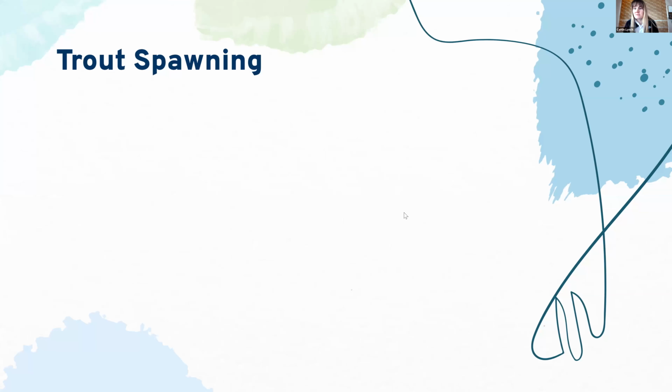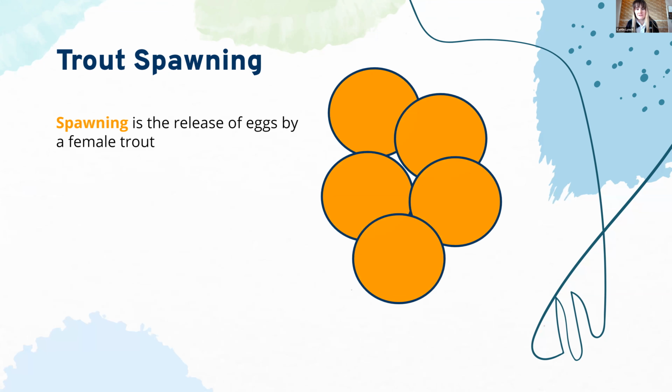And so that kind of brings us back to what trout spawning is. You're probably wondering, what is spawning and why do we keep talking about this? Spawning is the release of eggs by a female trout. So these are going to be our eggs. She will go and find a really suitable area with lots of gravel on the riverbed to lay her eggs. She'll put these orange eggs down, and then a male trout will swim over the eggs and fertilize them.